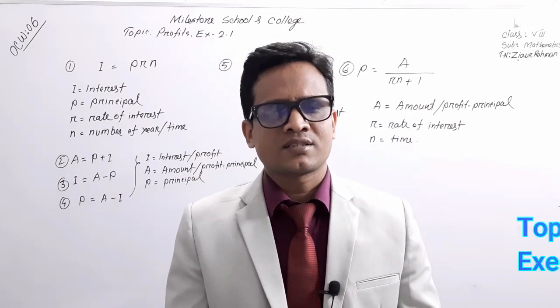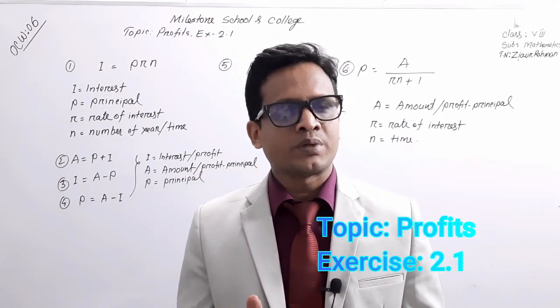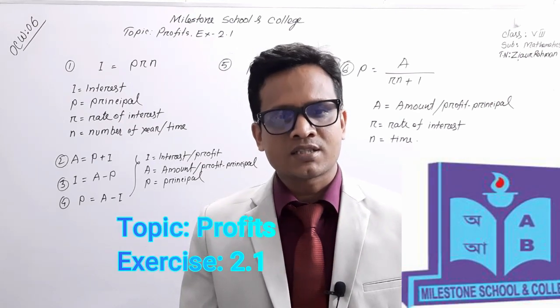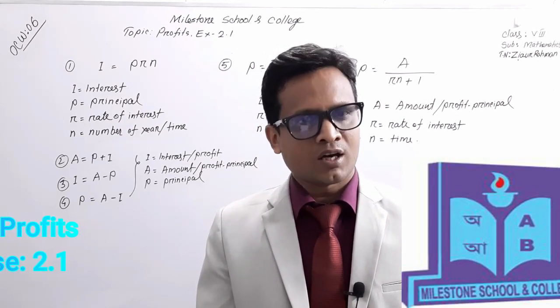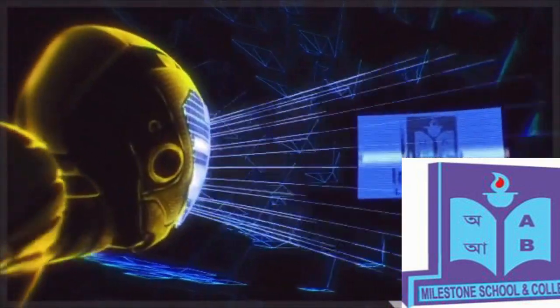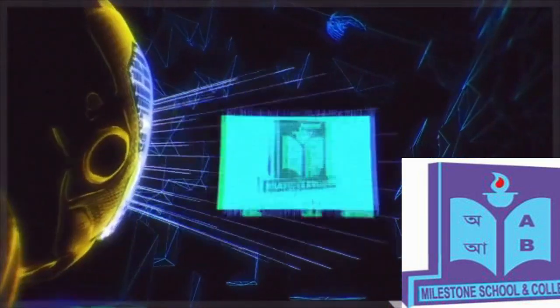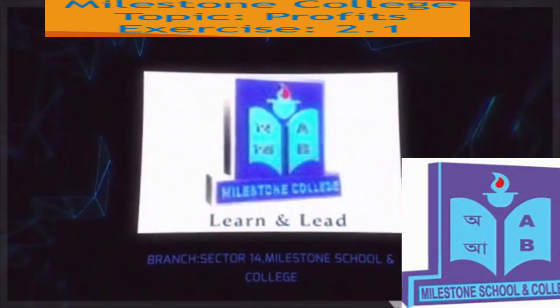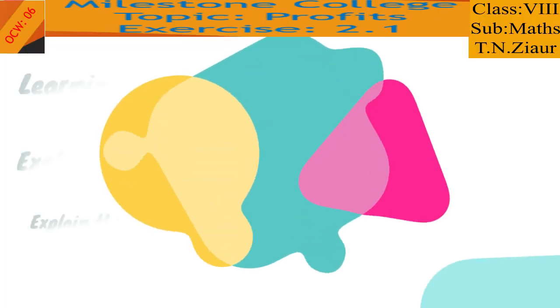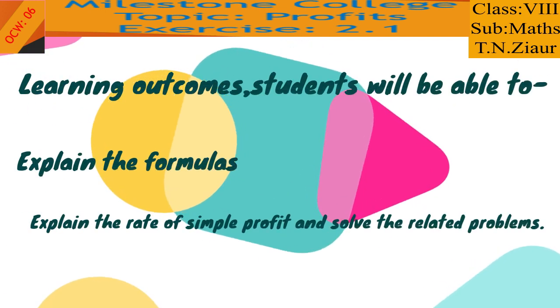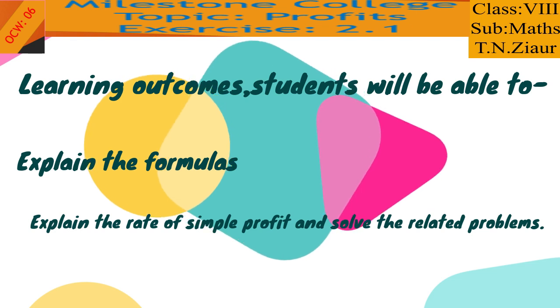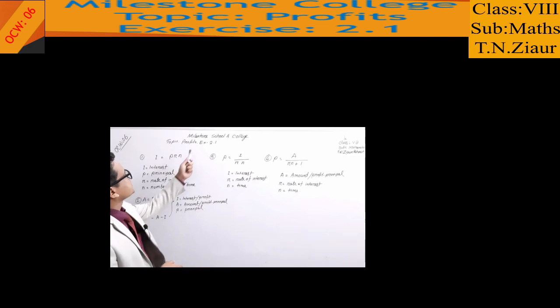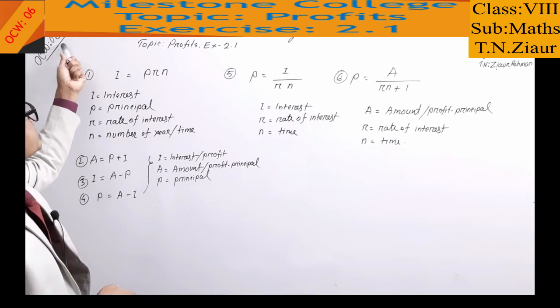Today I am going to discuss interest or profit of exercise 2.1. But at first I would like to discuss the formula. Learning outcomes: a student will be able to explain the formulas and the rate of simple profit and solve the related problems. Here this profit exercise 2.1 and online CW number 6.